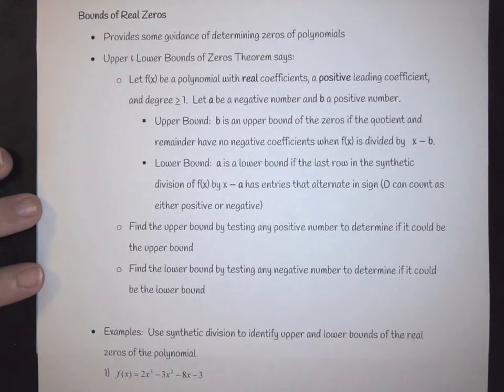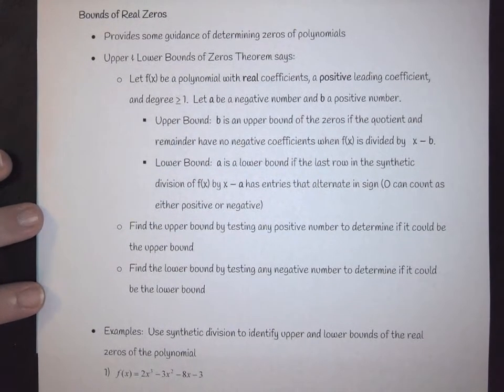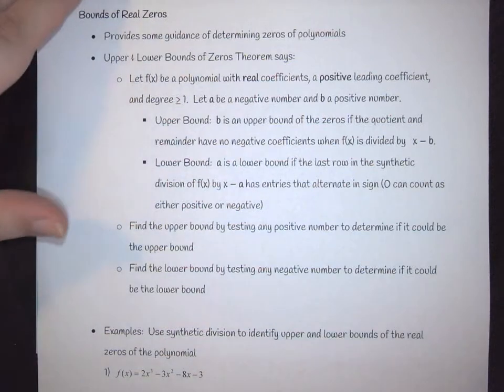Okay, welcome back. In this video we are going to look at what are called bounds of real zeros. Now it seems like an awful lot in the definition here, but essentially what it boils down to is that you have an upper bound and a lower bound when we're talking about real zeros. And you want to know what those bounds kind of are, the guidelines, meaning that your real zeros won't be found outside of them.